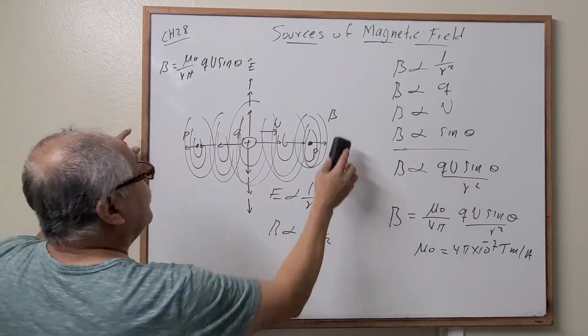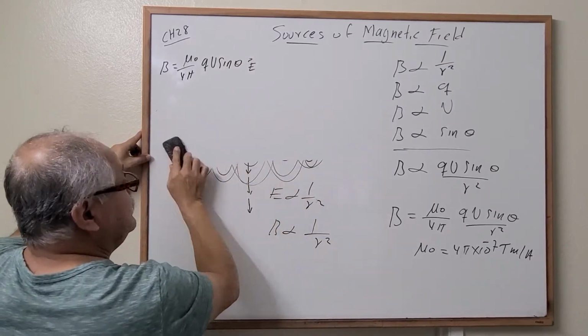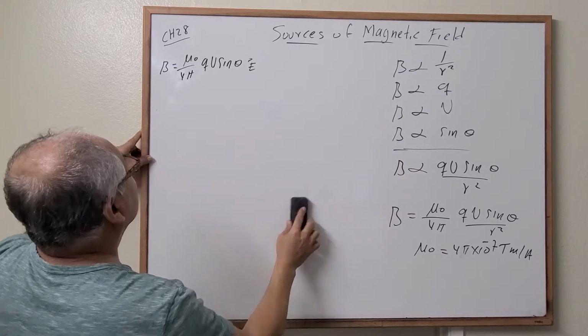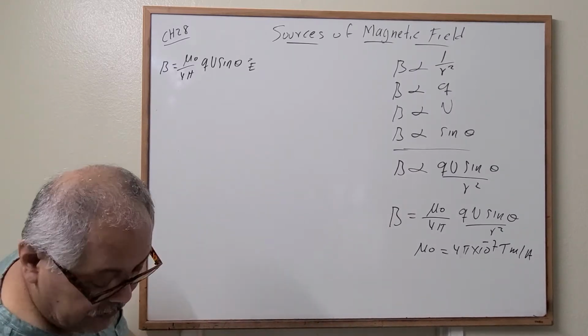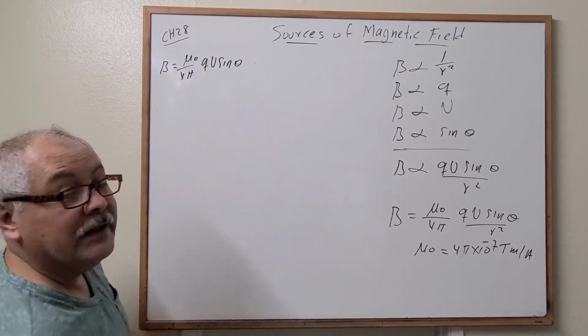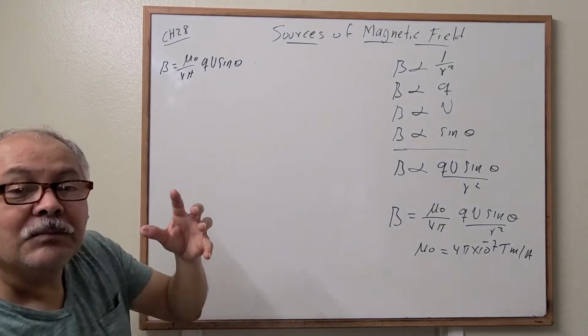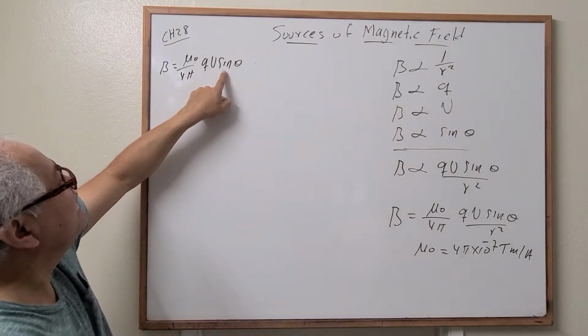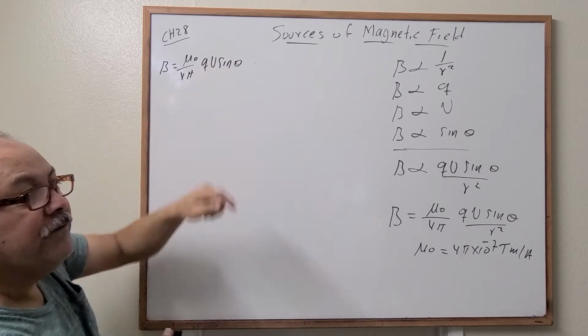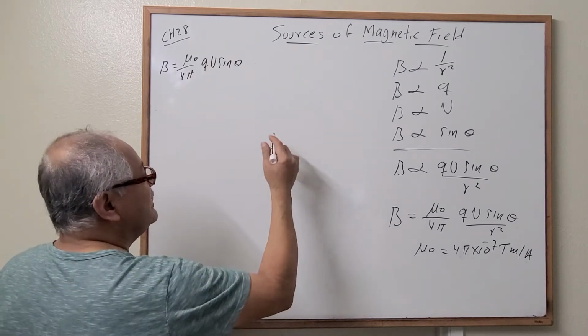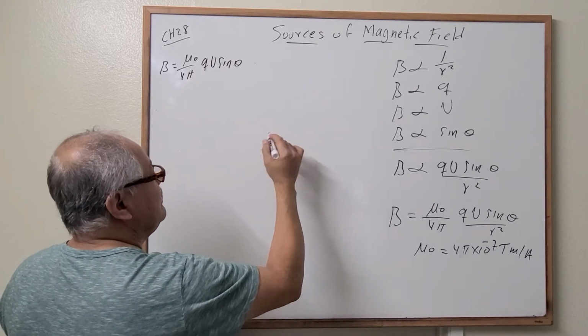Perfect. Now, we can represent this quantity using the cross product to make it more compact, right? Because we have sine and we have v. Remember how we define the cross product? The cross product is equal to what?